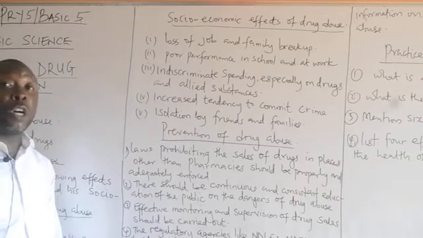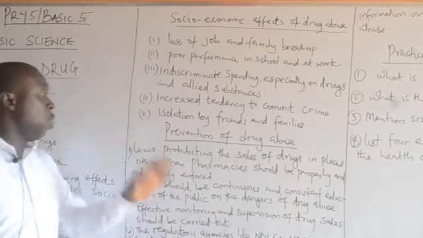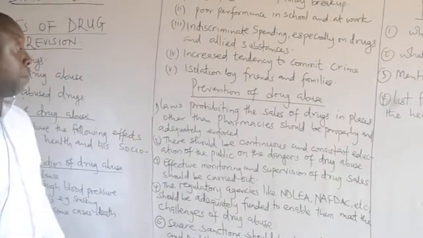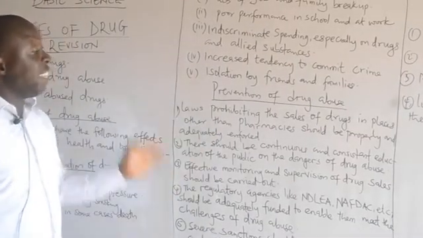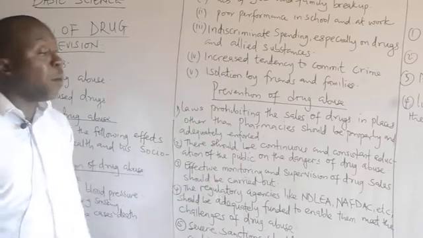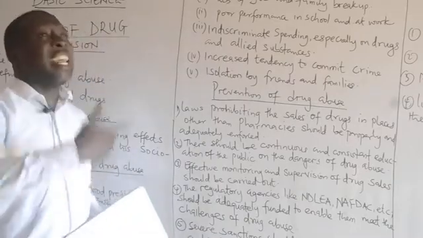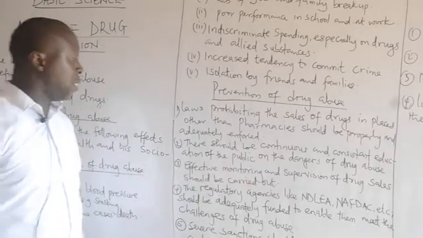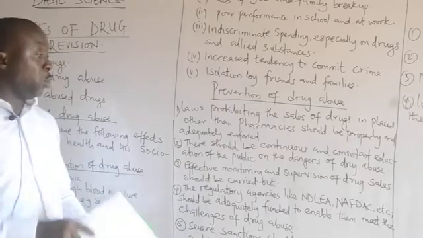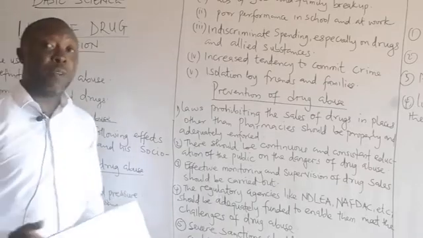Then what are the preventions of drug abuse? Some of the ways in which drug abuse can be reduced or minimized include: one, laws prohibiting the sales of drugs in places other than pharmacies should be properly and adequately enforced. Secondly, there should be continuous and consistent education of the public, telling them the dangers of drug abuse. That is, there should be public enlightenment on the dangers of drug abuse. Number three, effective monitoring and supervision of drug sales should be carried out. It can help to reduce the abuse of drugs.